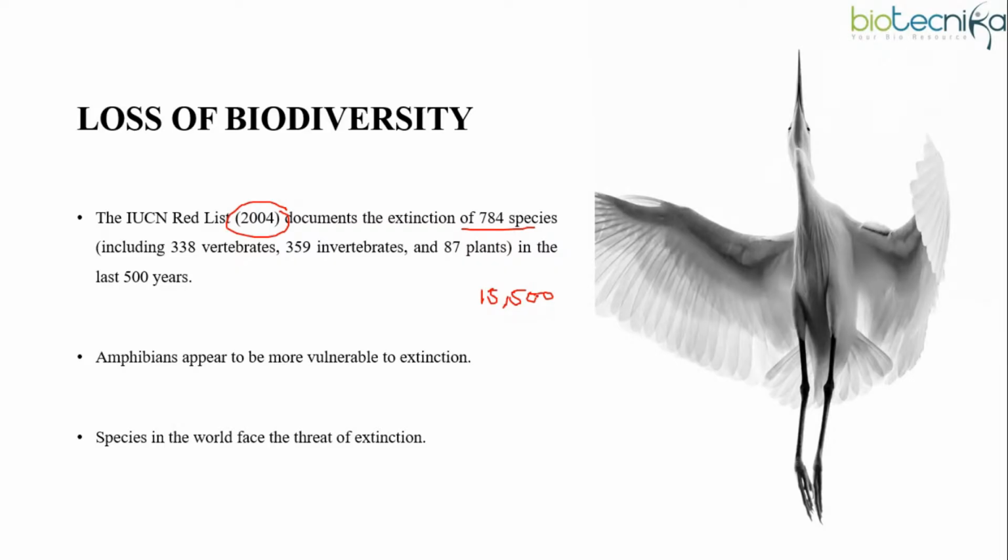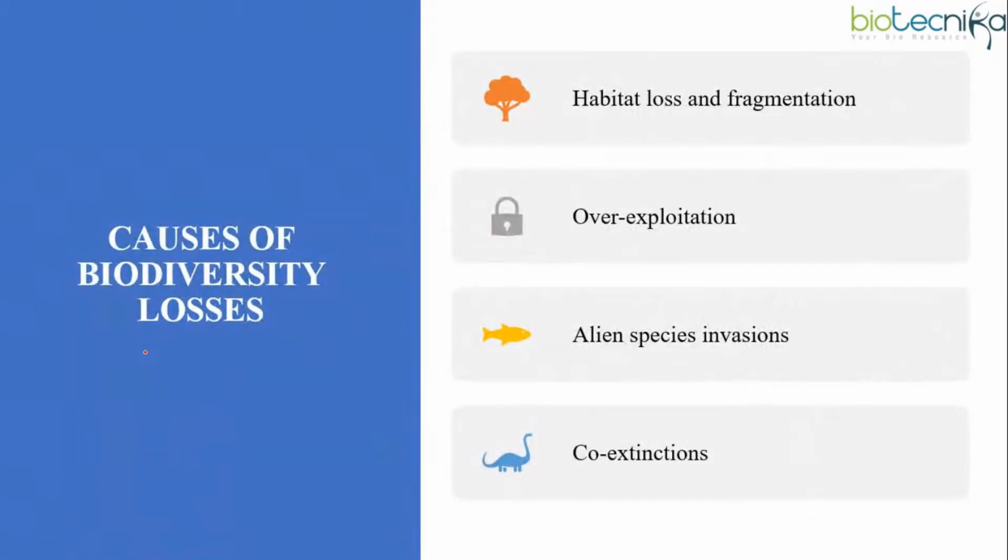All sorts of species, bird species, mammal species, amphibian species, gymnosperm species, are facing the threat of extinction. And even the extinctions across the taxa are not random. Some groups, like amphibians, appear to be more vulnerable to extinction. So the question arises: what are the causes of biodiversity loss?